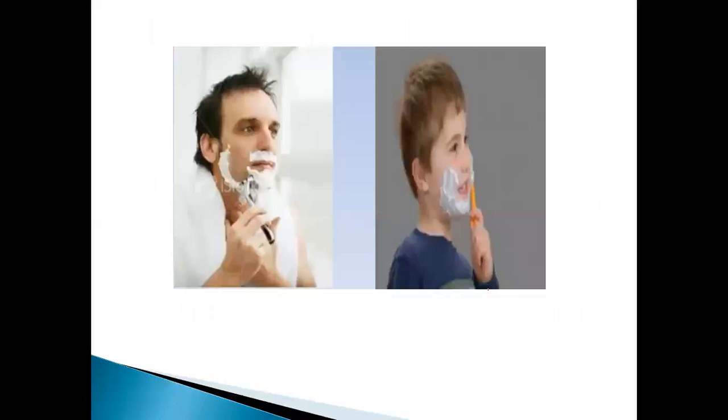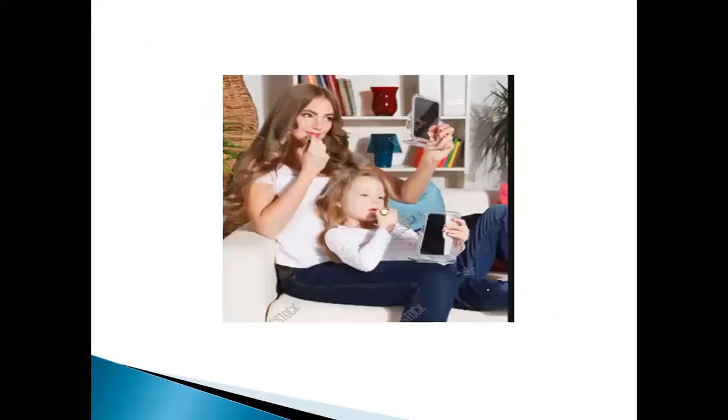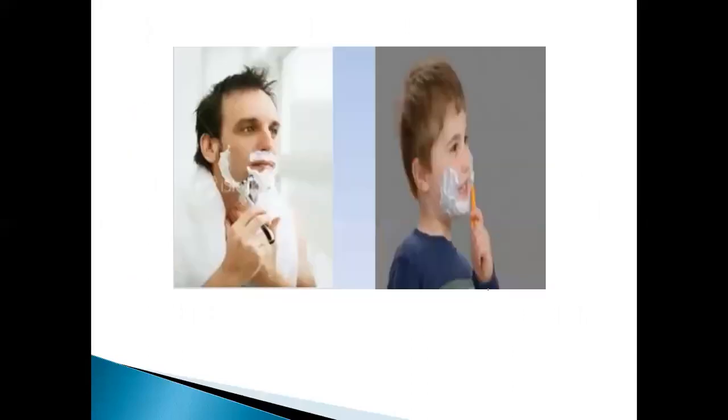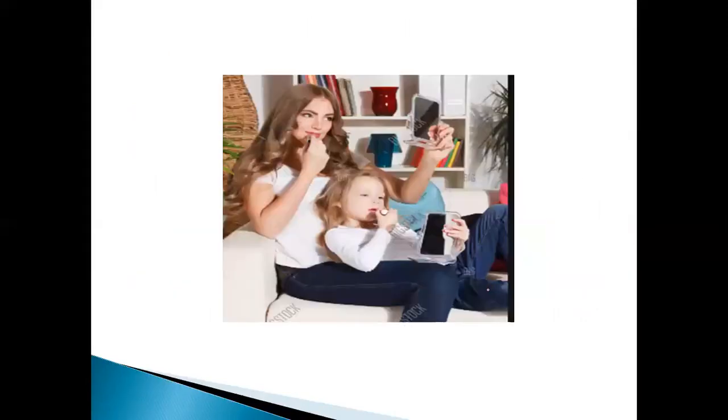The son is learning a hygiene thing, shaving, from his father by observing. The girl is learning how to do makeup by observing her mother. She is doing exactly the same here. The son is doing exactly like his father, and the girl is doing exactly like her mother. So this is an example of observation theory.